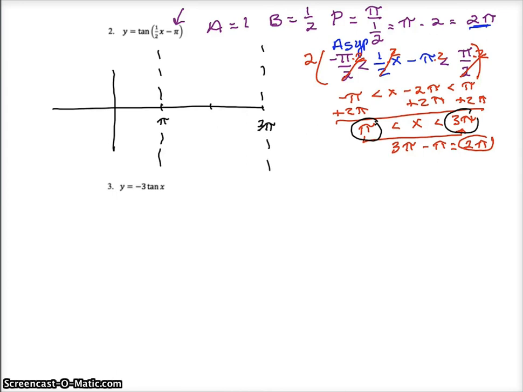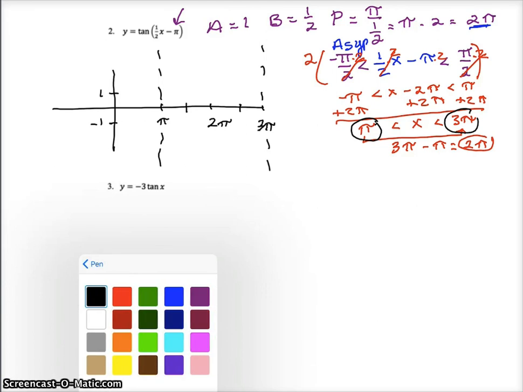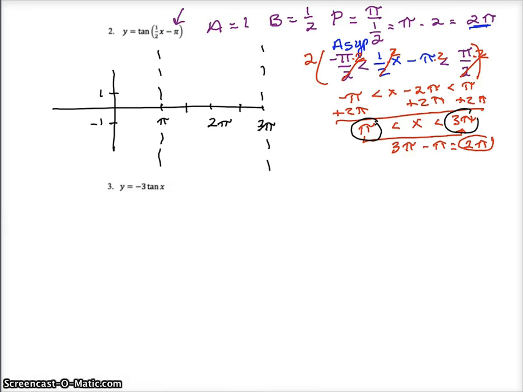If we divide this into 4 equal parts, the midpoint of pi and 3 pi is 2 pi. And then if we mark the quarter and 3/4 marks, and then I will label my positive and negative values for A on the y-axis. And to plot our points, remember that the first quarter mark, we're at the negative value for A, 0, and the positive value for A. And so now we have 1 period for tangent.